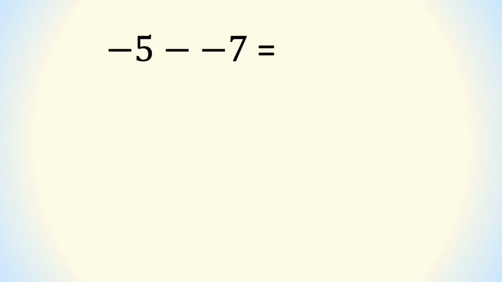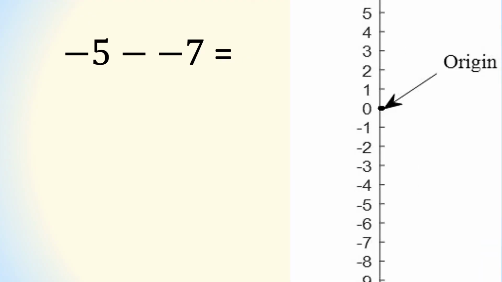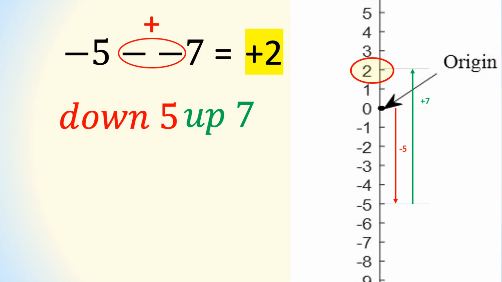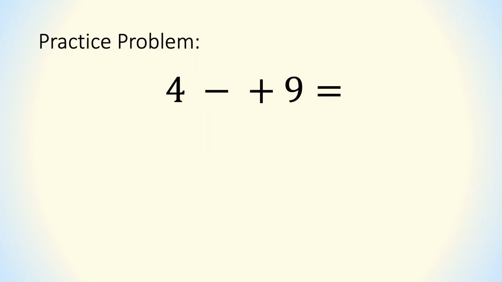Here's another problem. We have negative 5 minus negative 7. In this problem, you see right away that we have two negatives next to each other. So we're going to combine them. Taking away a negative is a positive, so we change that to a plus sign. Now we have negative 5 plus 7. For negative 5, we go down 5. From negative 5, we're going to go up 7. When we go down 5 and up 7, we end up at positive 2.